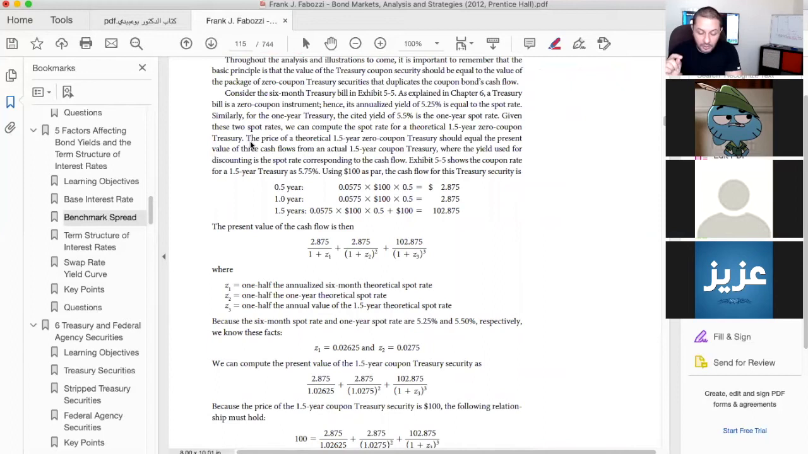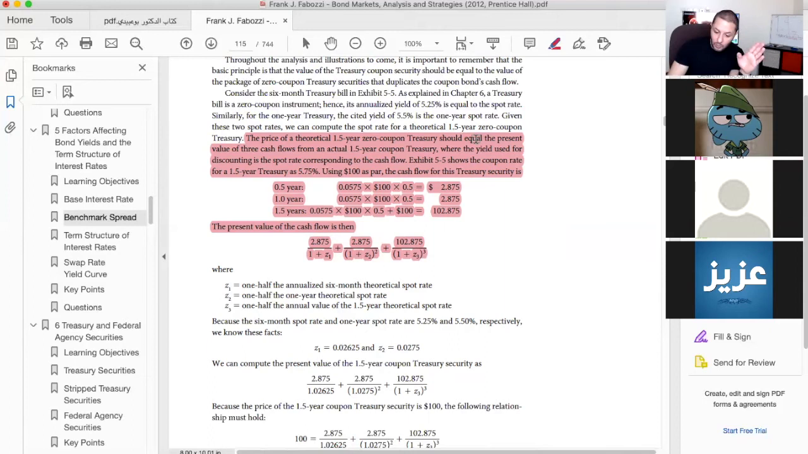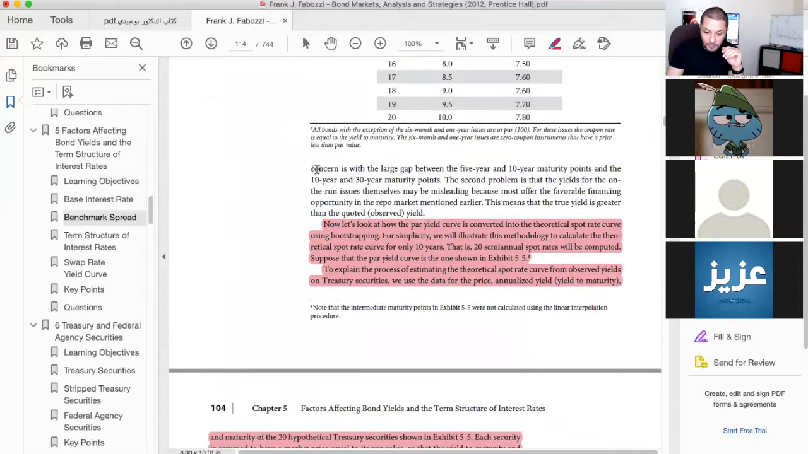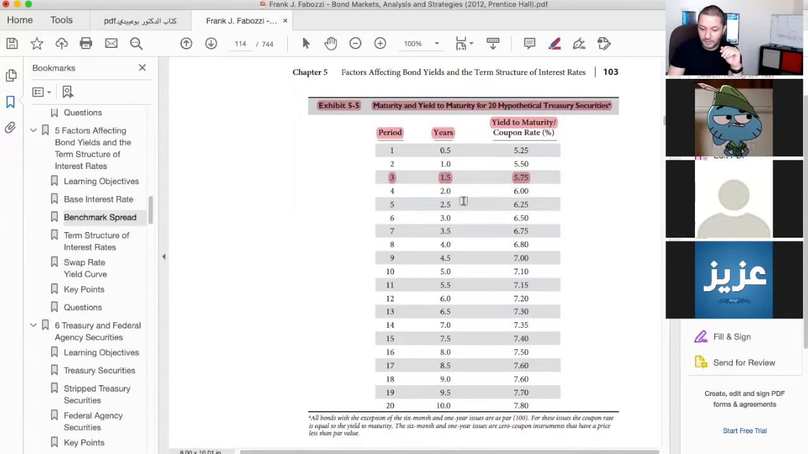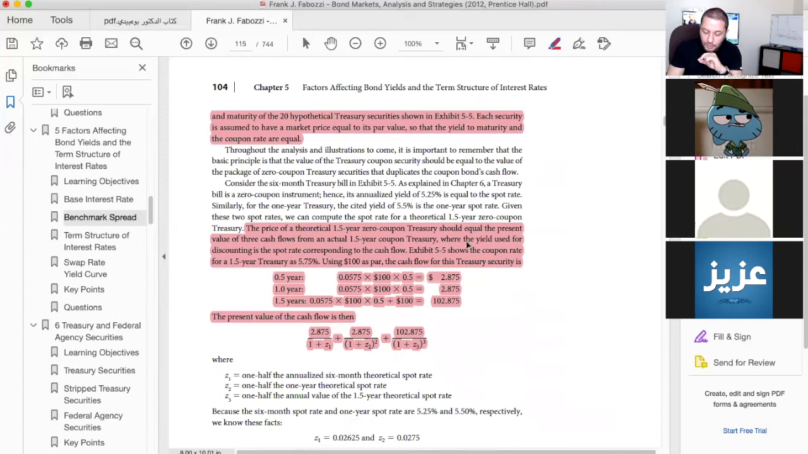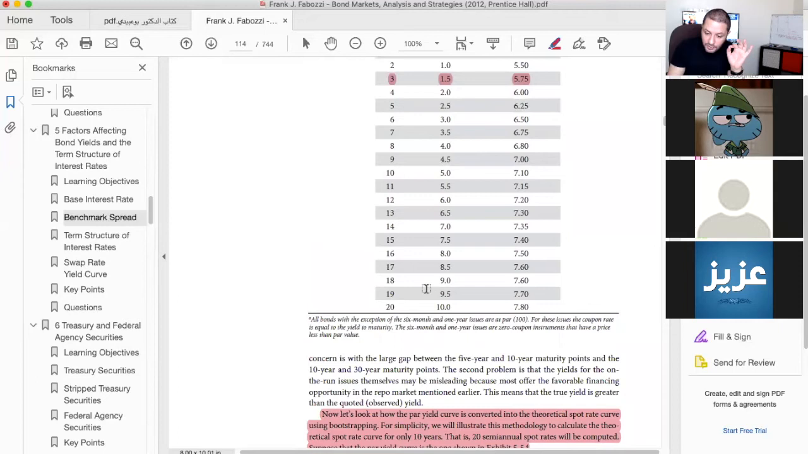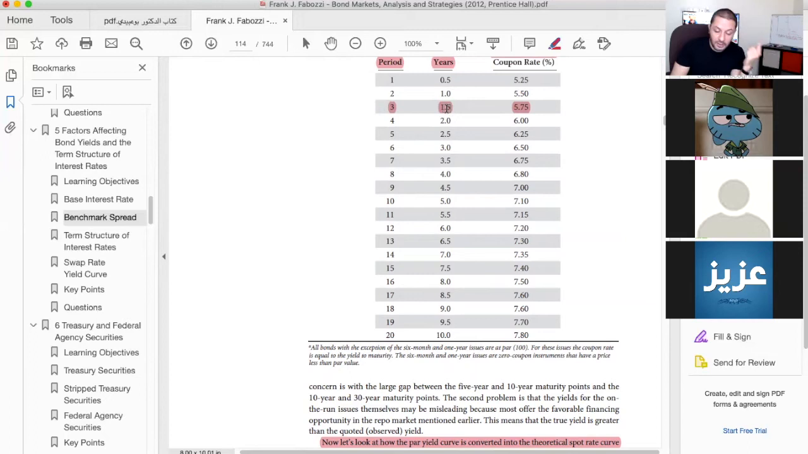Now, the price of a theoretical 1.5-year zero coupon treasury should equal the present value of three cash flows from an actual 1.5-year coupon treasury, where the yield used for discounting is the spot rate corresponding to the cash flow. So now we are considering a separate treasury security maturing in 1.5 years, right? So we'll just consider this line, and not the following ones, as if we have just one security maturing in 1.5 years. We'll use the present value technique. So the fair price of such a security maturing after 1.5 years is equal to the present value of its expected future cash flows.